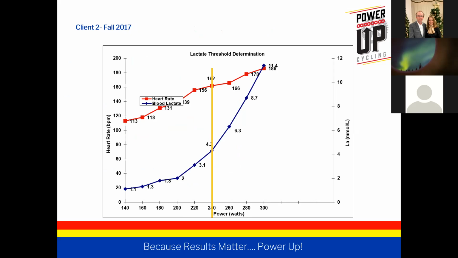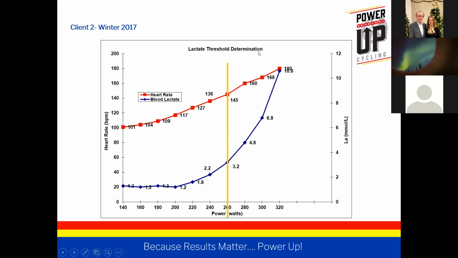So right here you can see that his LT1, looking at that graph, I would say was probably 200 watts. But he's getting incremental increases in lactate before that. But I would strike his LT1 at 200 and his LT2 at 240. This was in the fall of 2017, and this was after he had taken probably a good 6 weeks off following his final race of the season.